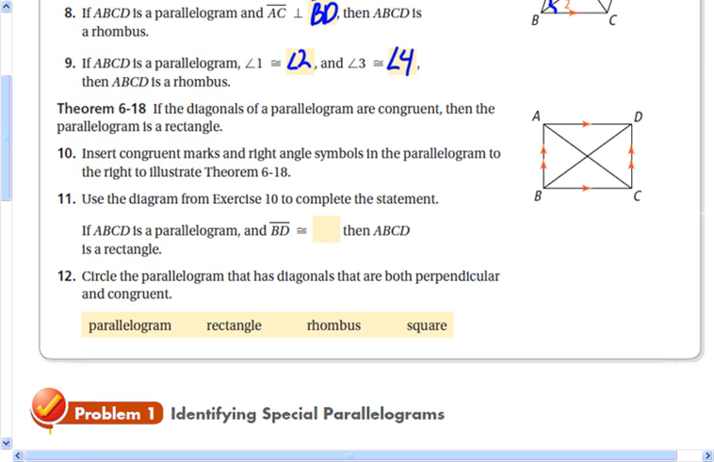If the diagonals of a parallelogram are congruent, then the parallelogram is a rectangle. So we're going to insert some marks. We also know, since it's a parallelogram, that they bisect each other, so we can say this. Those are all congruent. If ABCD is a parallelogram and BD is congruent to AC, then ABCD is a rectangle. The parallelogram that has diagonals that are both perpendicular and congruent is a square.